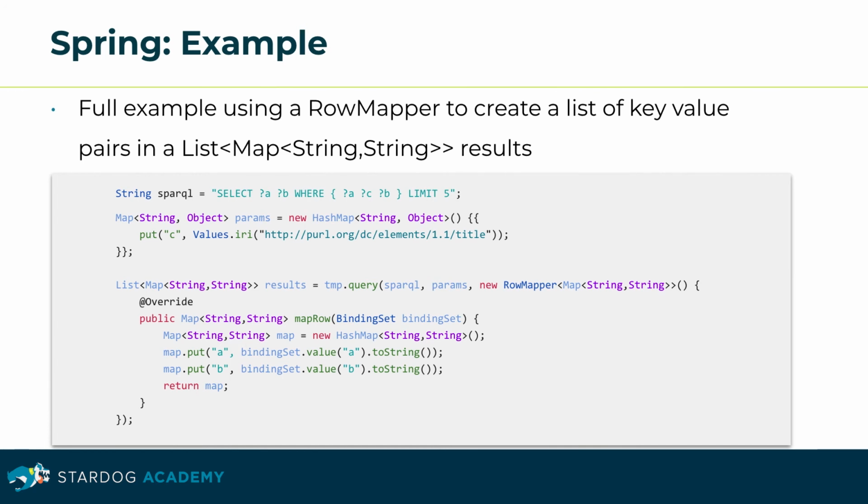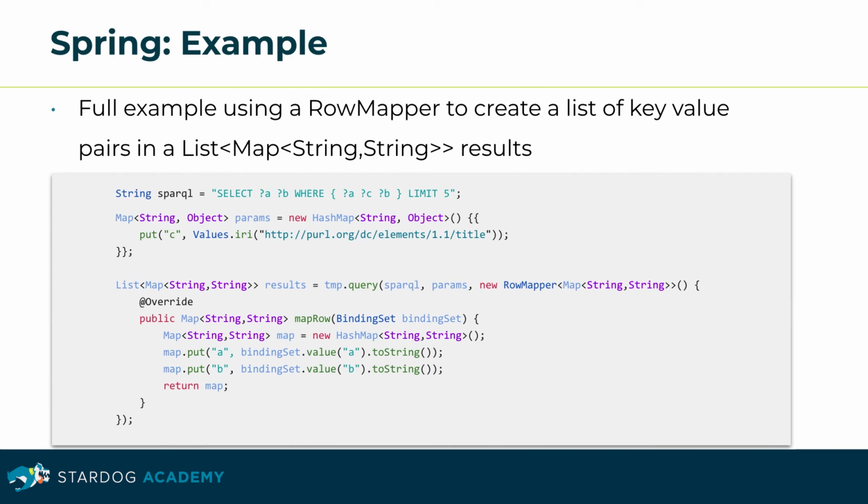All we need to do to make it work is to implement the mapRow method, which just takes in the binding set and the type that you want the results in. Then the Snarl template will take that type and put it into a collection, in this case, a list of maps. You will also notice here that the query method is overloaded with an extra parameter called params. While the earlier example we saw just took in a query and a RowMapper, this one takes a query, a parameter map, which binds the DC title IRI to the C variable in our query, and then finally the RowMapper.